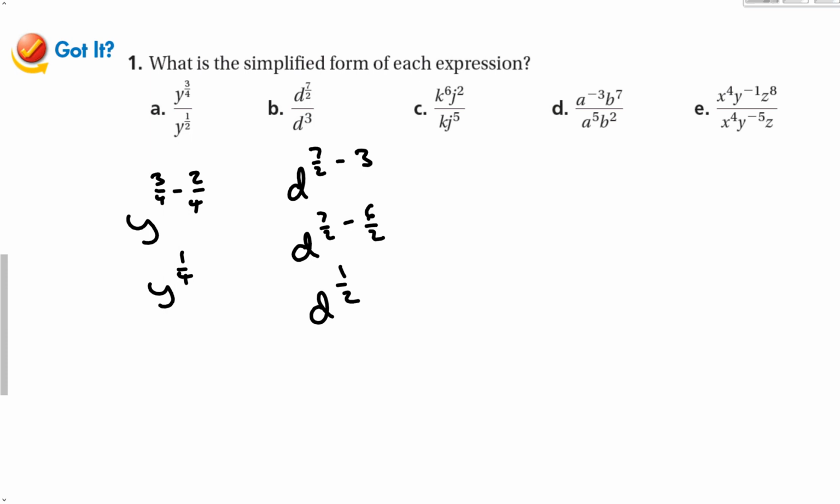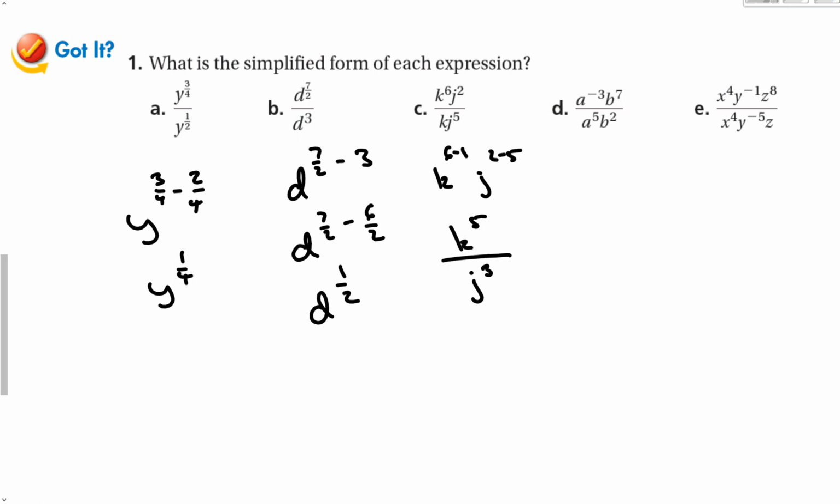For part C, we're going to remember to treat both of these separately. So that's k to the 6 minus 1, j to the 2 minus 5, so k to the 5th, over, let's just do both of these, j to the 3rd. J to the negative 3, then I would move it to the bottom of a fraction.